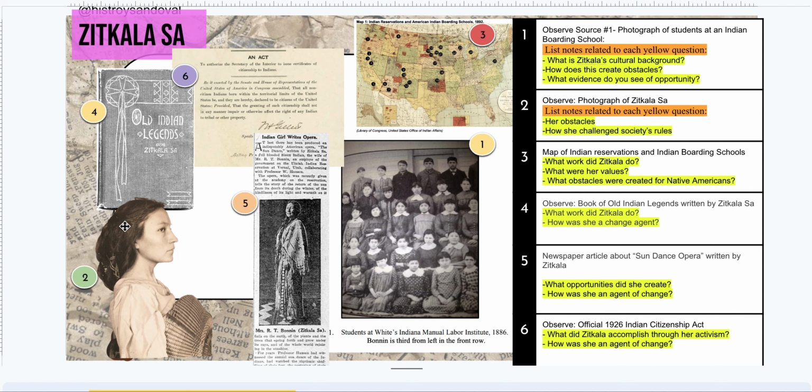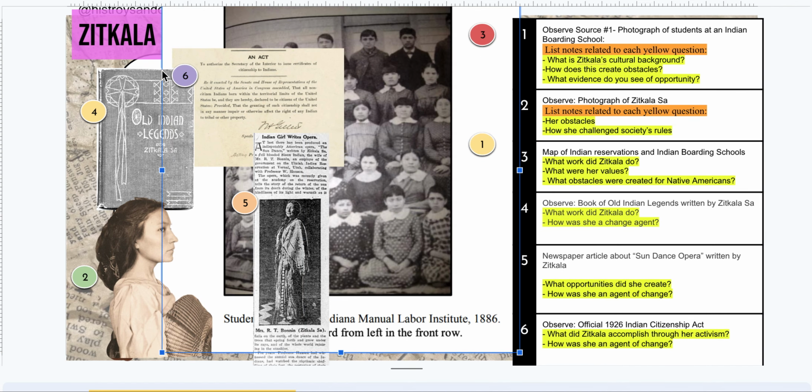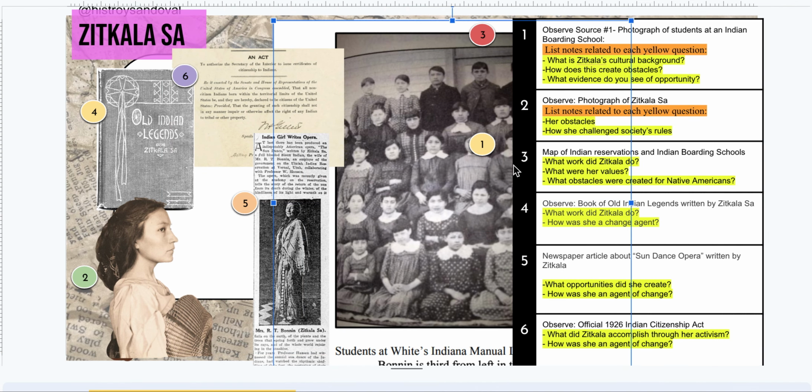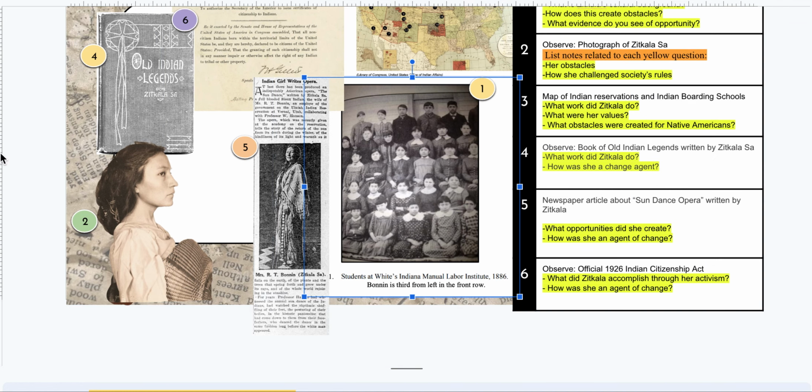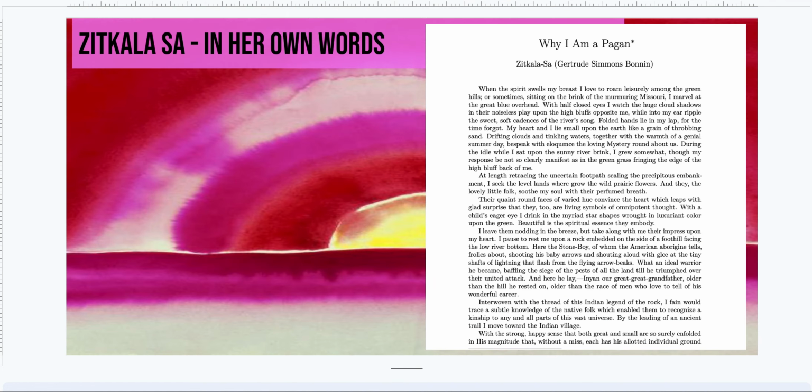But so this is about Zitkala, who's really just an amazing whirlwind of activism and things that she overcame. But just as an example of how students can look at the images and make them bigger, bring them to the front, manipulate them, and then just undo and return them back to where they were. So lots of resources to look at.